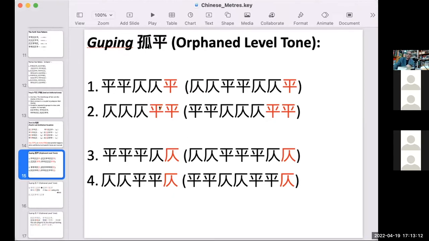If you change, for example, this ping into ze, that means you left this one alone. Then this is another defect. It's okay if you leave ze alone in one line. For example, this line, ze. If you change this ze into ping, it's okay, because the ze is the rhyme. It's fine. So having this gu ze is okay, but having gu ping is not okay.